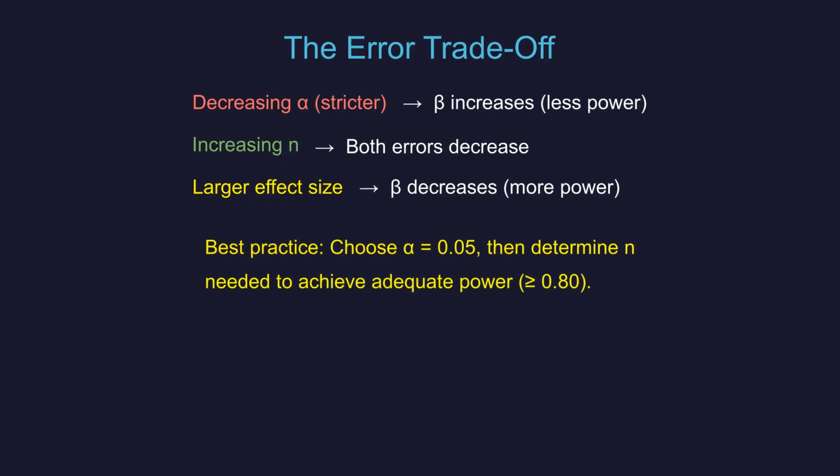The standard practice is to set alpha at 0.05, then calculate the sample size needed to achieve adequate power, typically 80% or more.